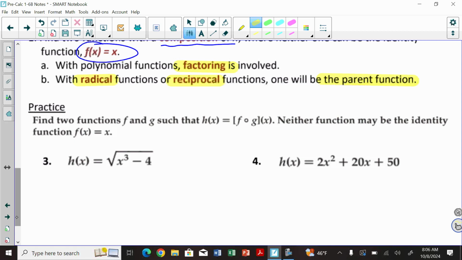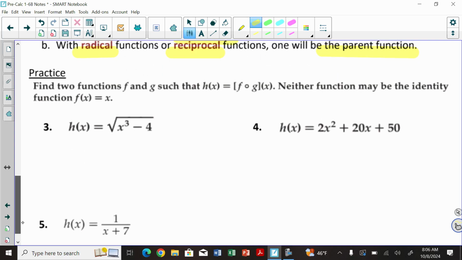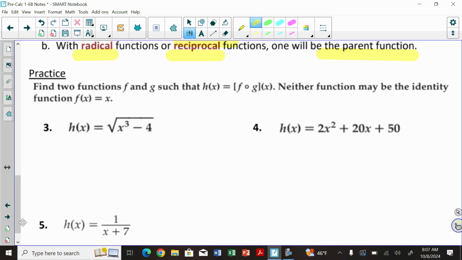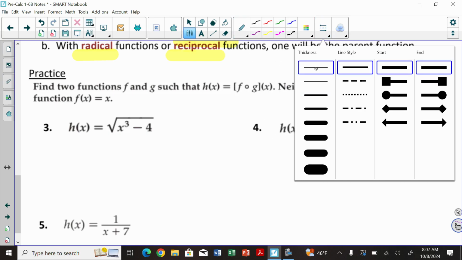So think of it as factoring and decomposing this into two separate functions that turn out to be composed of one another. All right, so let's do some of these practices. So number 3, when we look at it, we've got a radical. We've got x cubed minus 4.